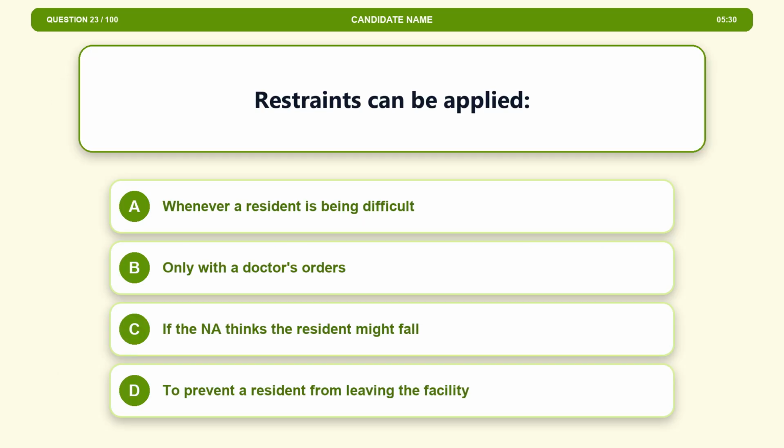Question 23. Restraints can be applied. Option A, whenever a resident is being difficult. Option B, only with a doctor's orders. Option C, if the NA thinks the resident might fall. Option D, to prevent a resident from leaving the facility.